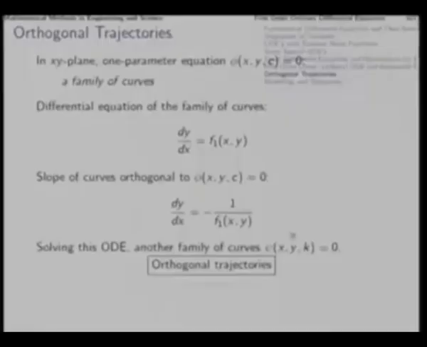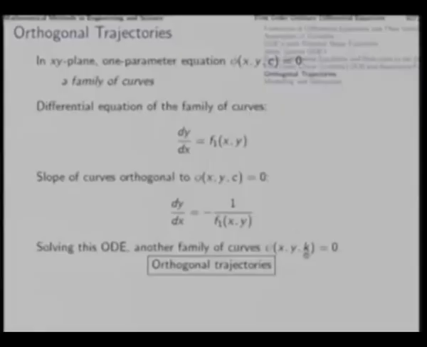Each curve from this family is orthogonal to each curve of the other family, and as we give different values of c, we get different curves of one family, and as we supply different values of k, we get the different curves of the second family. So, these two together represent orthogonal trajectories.